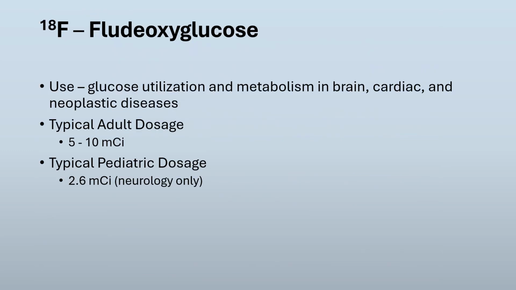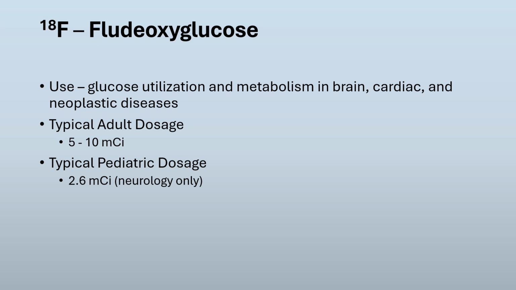Now, FDG is used for glucose utilization and metabolism in the brain, the heart, and neoplastic diseases. Like I said, the typical adult dose is about 5 to 10 millicuries. Sometimes you'll see a little bit more. Sometimes that dose also depends on the scanner and how sensitive and efficient that PET scanner is. You don't want to give too high of a dose and end up oversaturating the PET scanner because that will lead to dead time and things like that in the images.